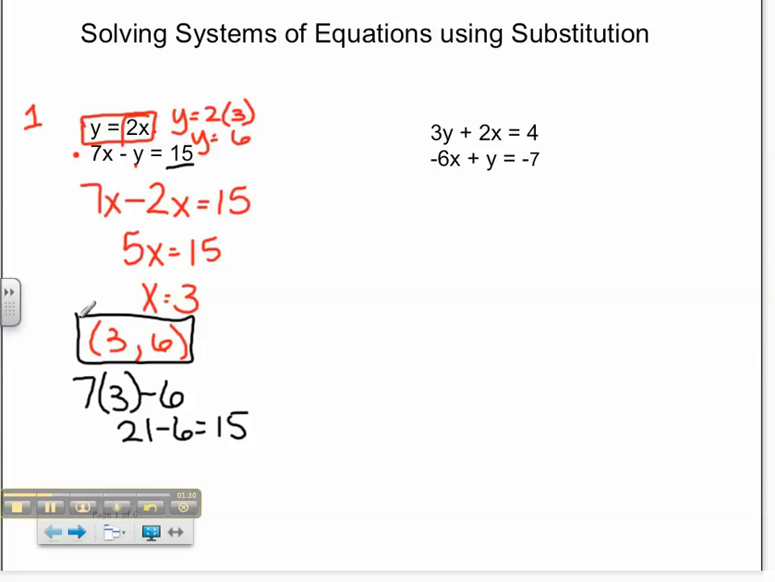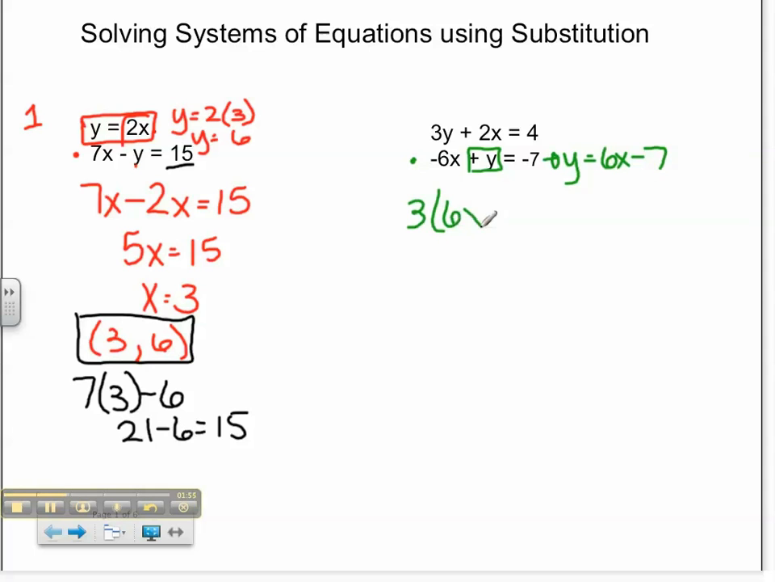Let's look at this next set. It is not set up nearly as nice as the first set. Therefore, I'm going to pick one of these two equations to isolate one of my variables and solve. My second equation has a nice looking y in it that I can use. I'll add 6x to both sides, and this equation becomes y equals 6x minus 7. I can now use that information in my first equation to solve.